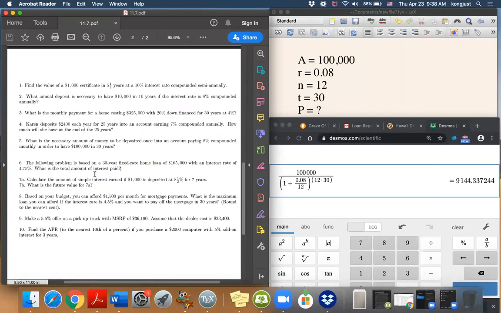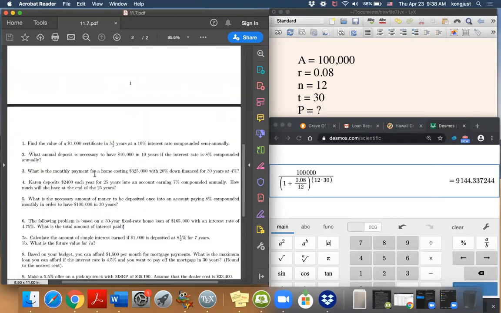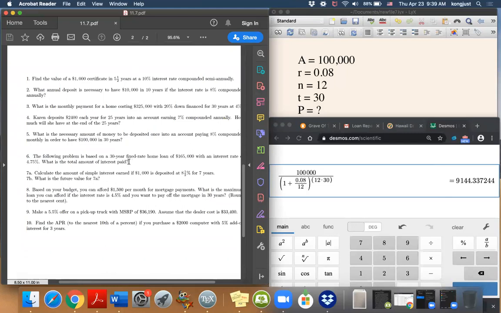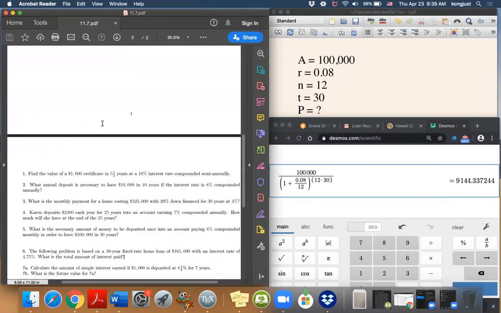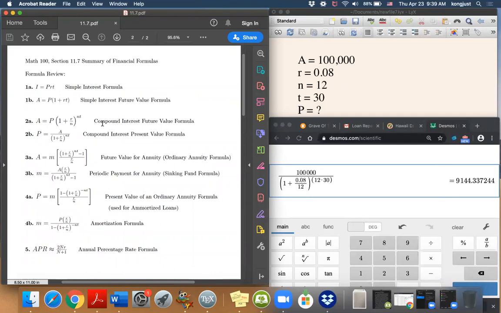Okay, this is a little bit of a different question, but not really. So it's a home loan, right? Which formula do you guys think would apply here? I'm trying to find the total interest paid. 30-year fixed rate home loan. In other words, a mortgage. There's gonna be a little extra work we have to do. It's not gonna give us the answer from the formula immediately.